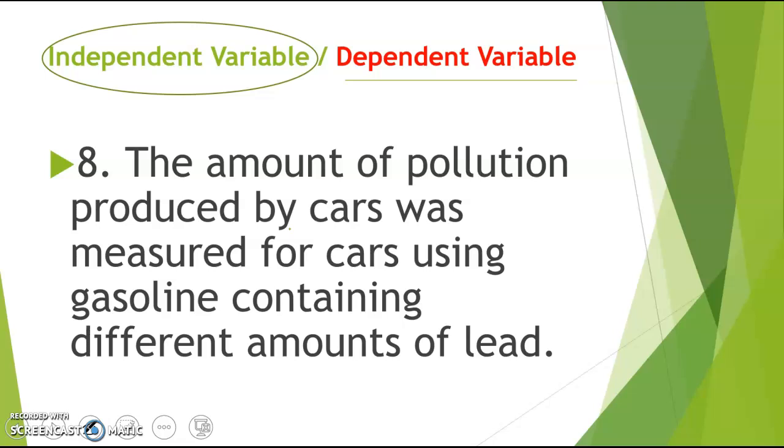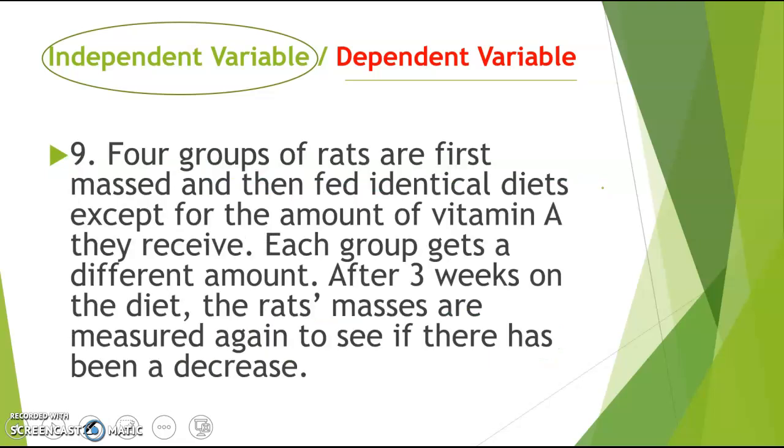All right, so what are you changing? Well, you're changing the amounts of lead inside that gasoline. You have different amounts of lead. That's changing. Independent variable. What are you measuring? Well, you're measuring the amount of pollution. In some way, shape, or form, you're measuring the amount of pollution, so that's going to be your dependent variable. All right, and last one.